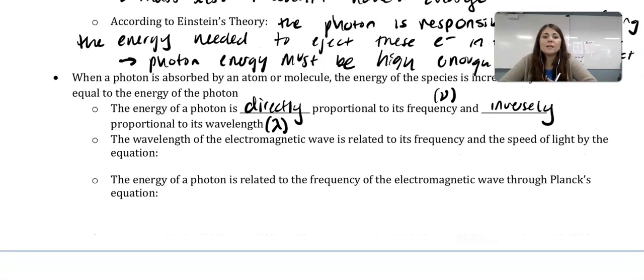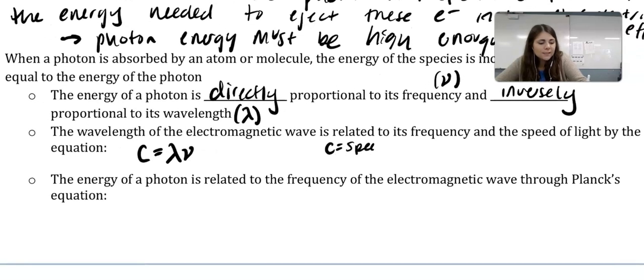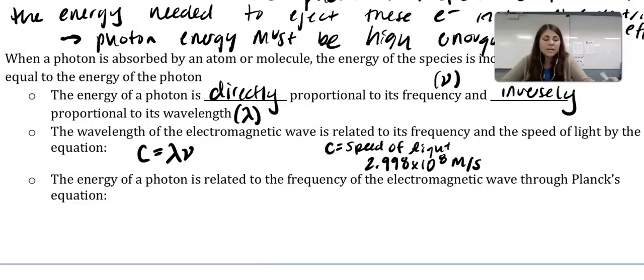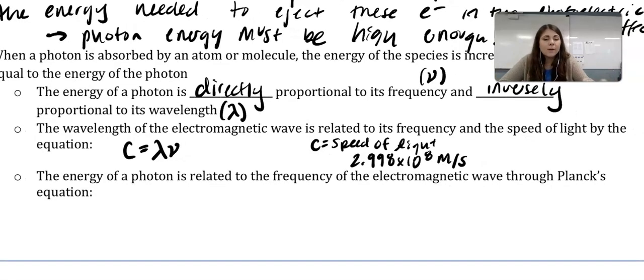The wavelength of the electromagnetic wave is related to its frequency and the speed of light by this equation. From your equation sheet, you will see this equation. Here, c is the speed of light. This is going to be a constant. Some resources say the speed of light is 3.0 times 10 to the 8th. AP Chem wants you to have it as 2.998 times 10 to the 8 meters per second. I know it's not that much of a difference, but I would use whatever value is given to you. And like we had mentioned, wavelength times the frequency, okay?